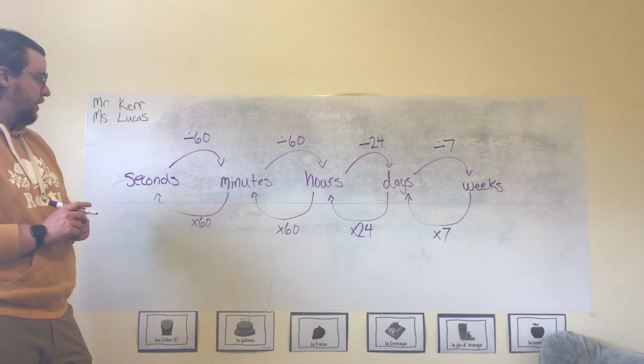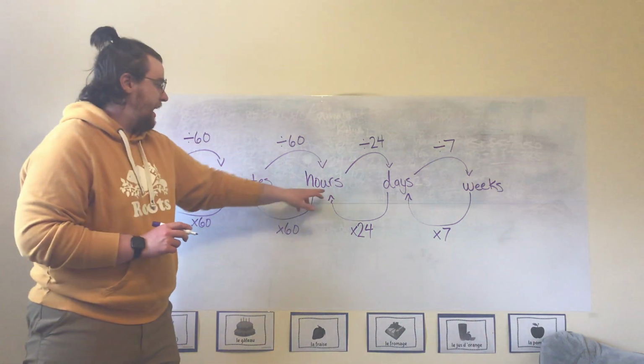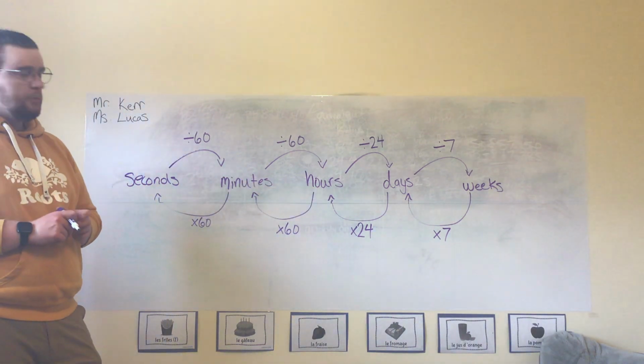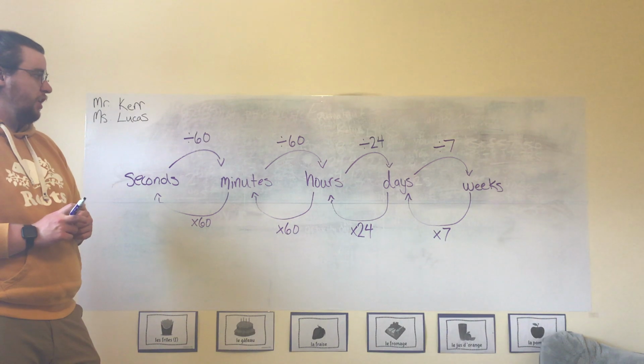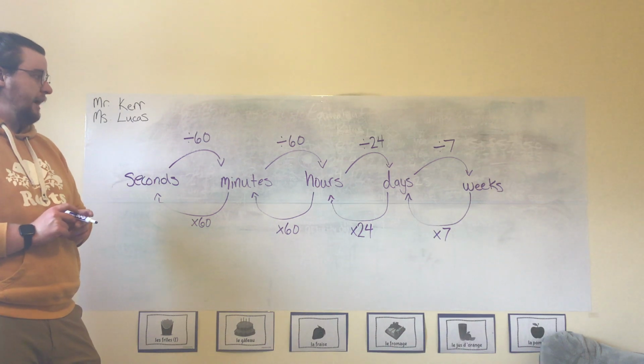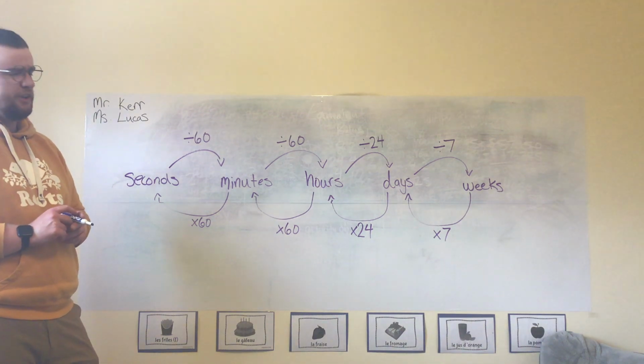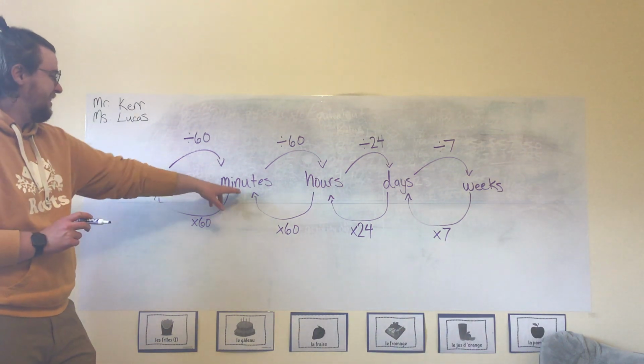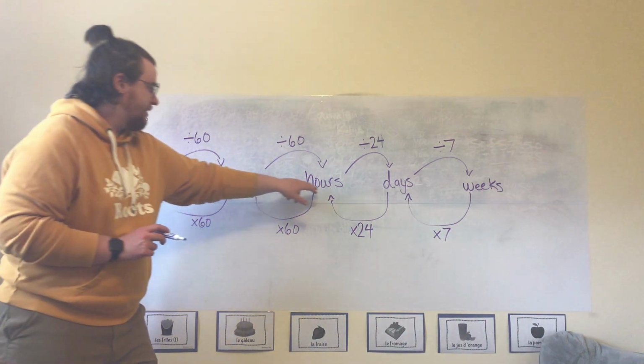So let's take a look at what it might look like. First, we'll do a simple one. We'll go from minutes to hours, and then we'll do a more complicated one where we will go from weeks to hours. Okay? We will multiply twice and go from weeks to hours. We wouldn't divide there.